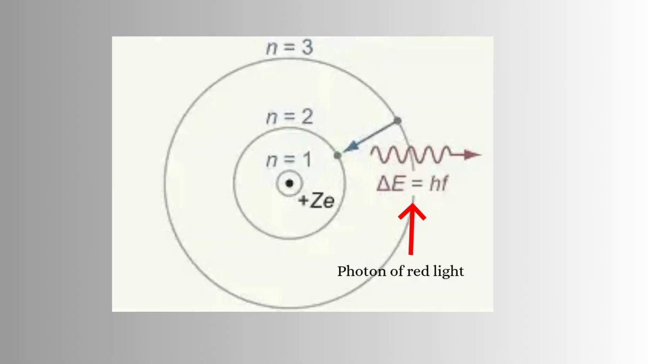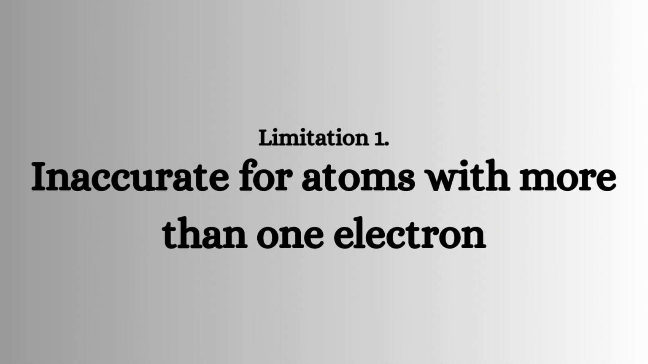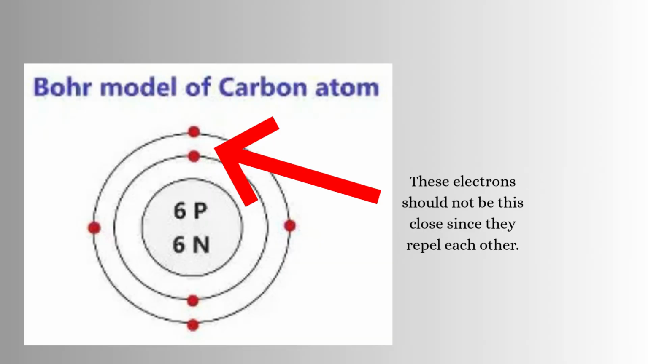This model was made to explain the hydrogen atomic emission spectra, where when electrons fall from the N3 orbit to the N2 orbit, they release a photon of specific red light. What are the limitations of Bohr's model? The Bohr model does not account for electron-electron repulsion, which states that two negative charges will push against each other. This is because the model shows atoms as 2D systems.